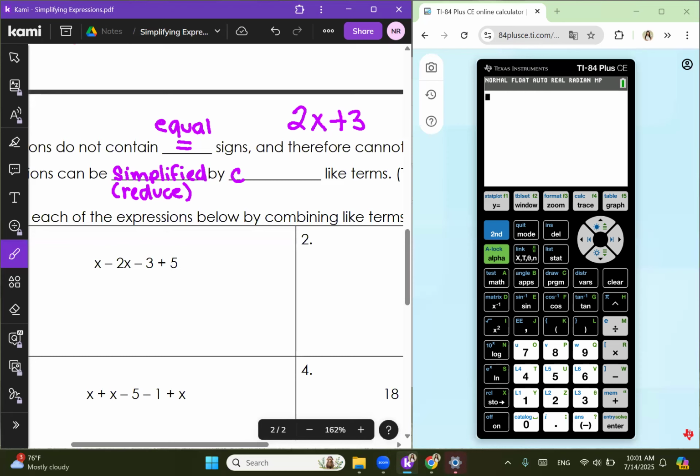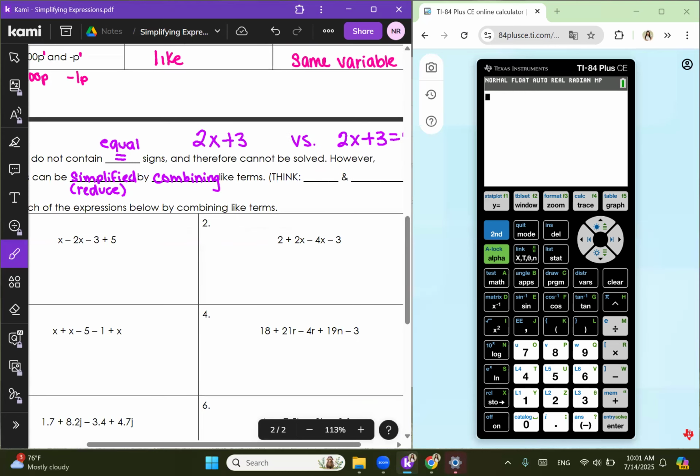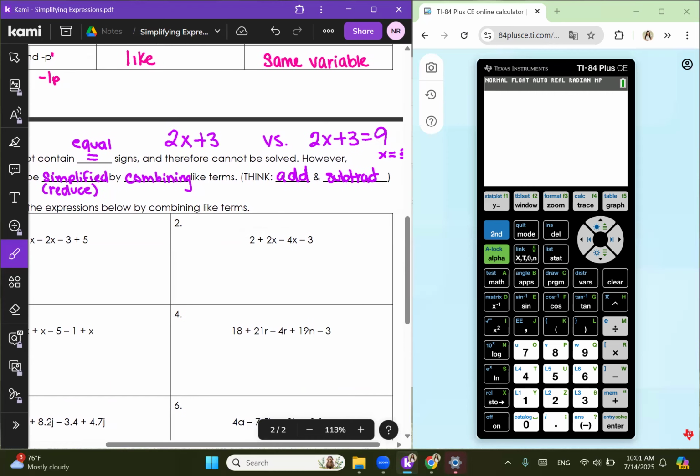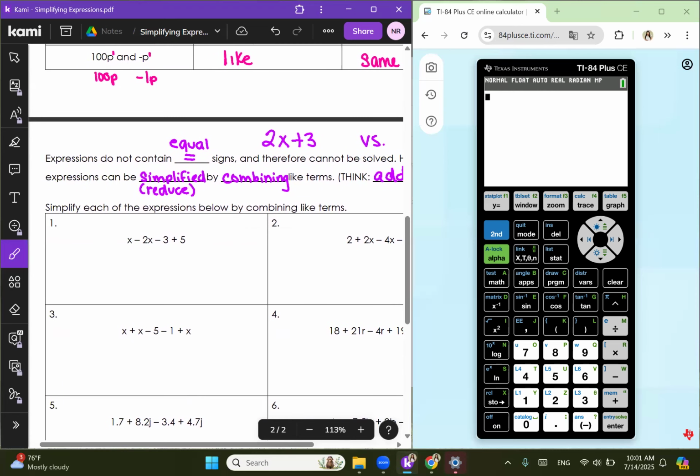By combining like terms. Anytime you think of the word combine, think add and subtract. We're not multiplying, we're not dividing. We're just adding and subtracting. And I promise that calculator over here on the side is actually going to come into play. So, adding and subtracting. So we are going to combine the following like terms.